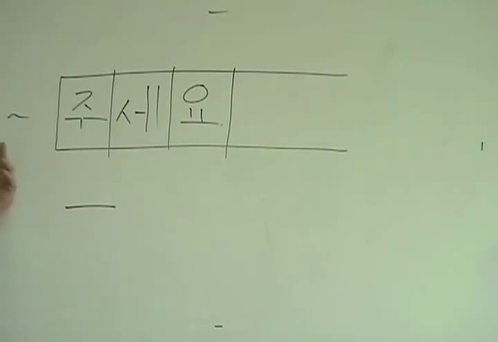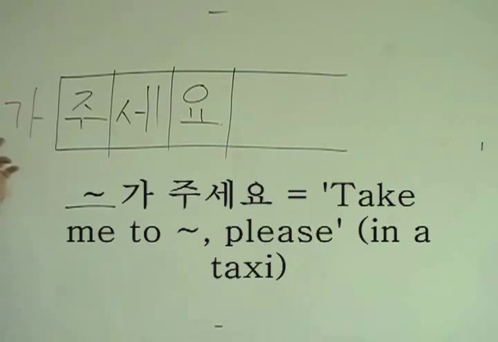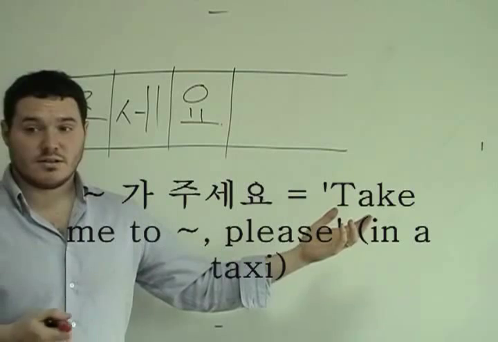So you can say anything. Maekju Juseyo. Give me beer, please. Okay? Whatever you're asking for. Momo Juseyo. Okay? In a taxi, you can say the place you're going to, and then Kajuseyo. Ka means to go. Kajuseyo is take me there, please. Okay?